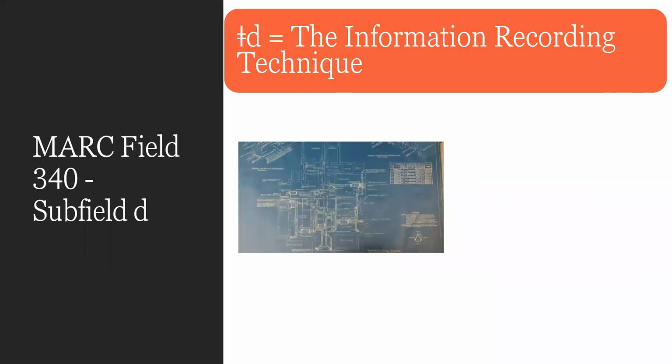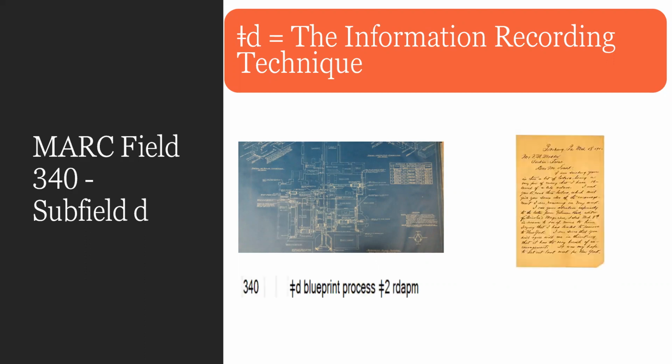Subfield D is the information recording technique, or the technique used to record the information in or on the material base. RDA registry has 20 labels on the CIL for subfield D. Our examples above include one of the blueprints Pam talked about earlier, and a letter with the cool old-timey writing. Blueprint process comes directly from the CIL, so I can include subfield 2 to denote the controlled vocabulary I use to find the term. While the note is handwritten, the CIL does not have to offer that label for use, but I still want to note it in my record. So in this case, I put it in subfield D and I simply omit subfield 2.